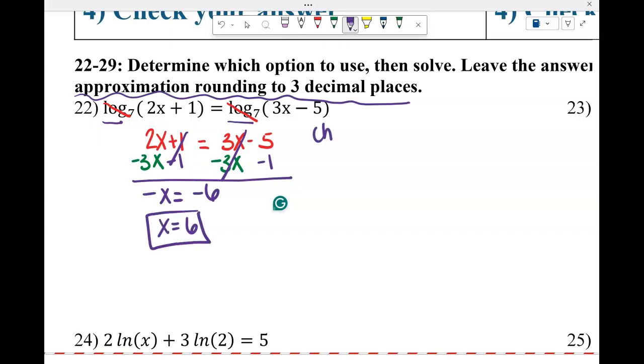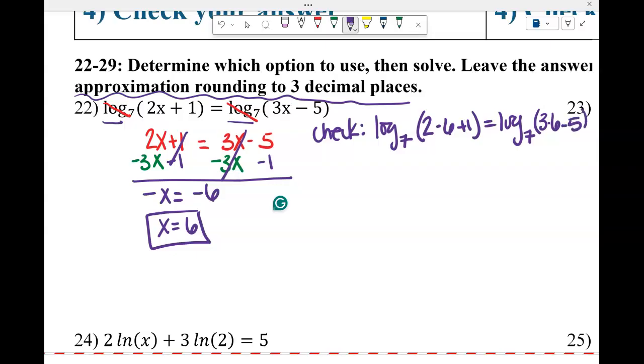Okay, now we need to check to make sure they're equal to one another. So we're going to plug in log base 7 of 2 times 6 plus 1 equals log base 7 of 3 times 6 minus 5. So this is going to say log base 7, 2 times 6 is 12, 12 plus 1 is 13, equal, question mark, right? Remember, are they equal? On the right side, it's going to say log base 7, 3 times 6 is 18, 18 minus 5 is 13. So yes, they are equal, and then we can keep our answer.